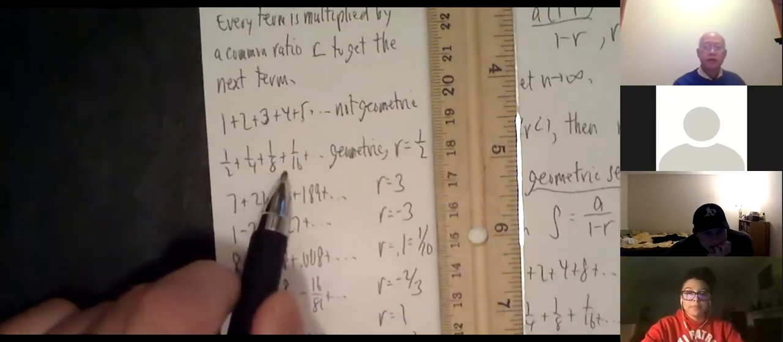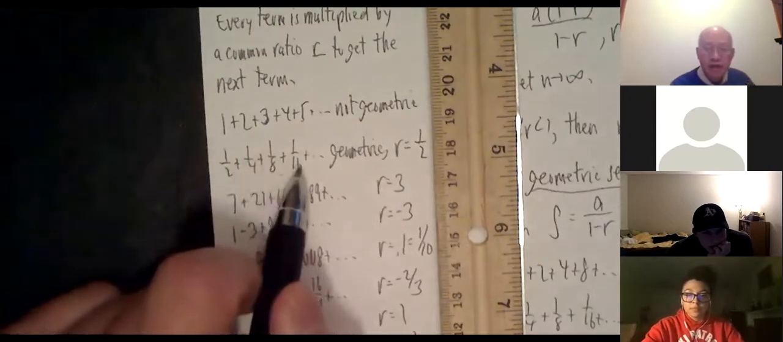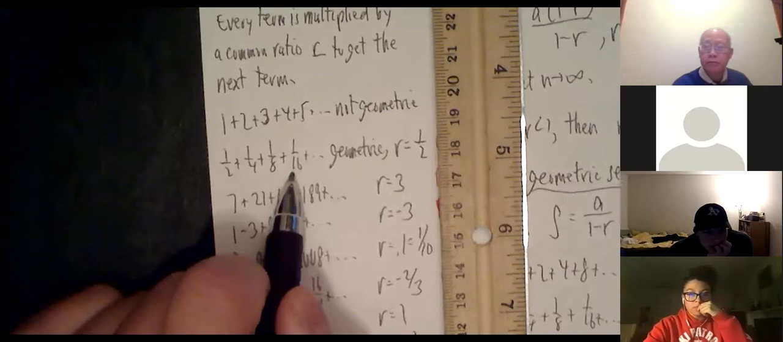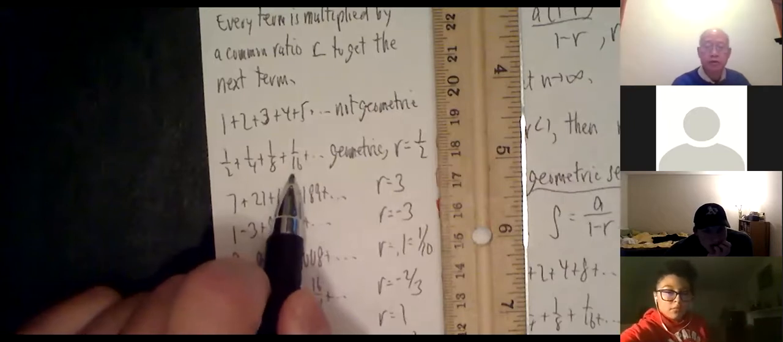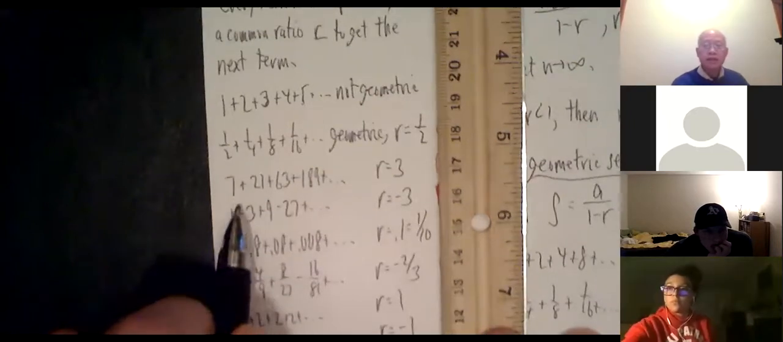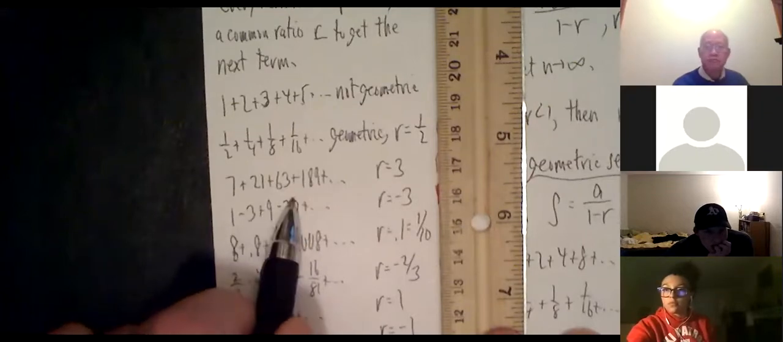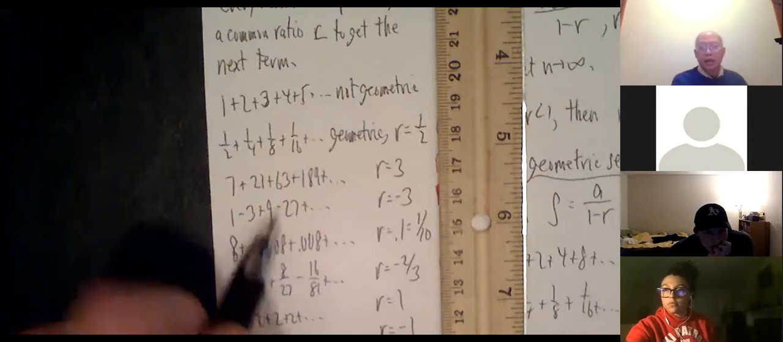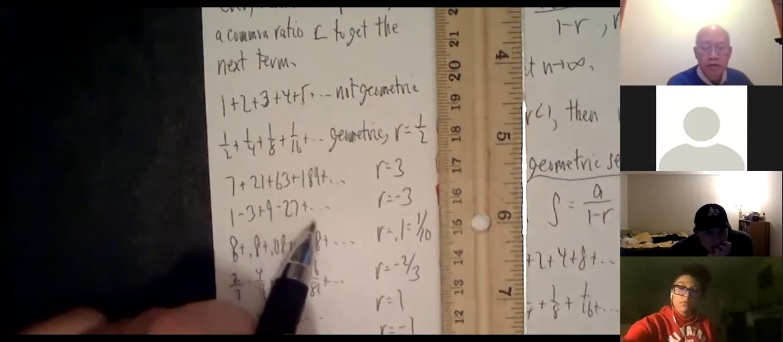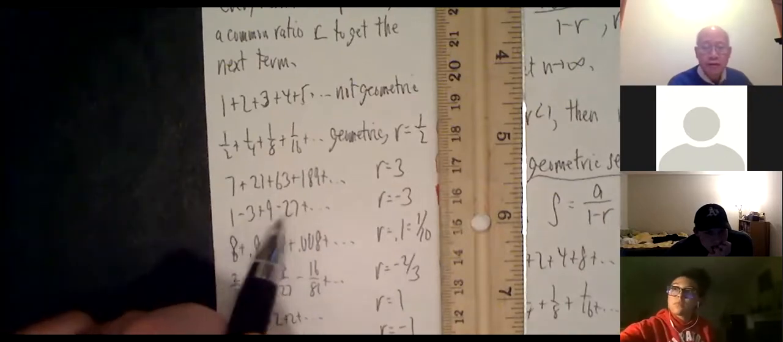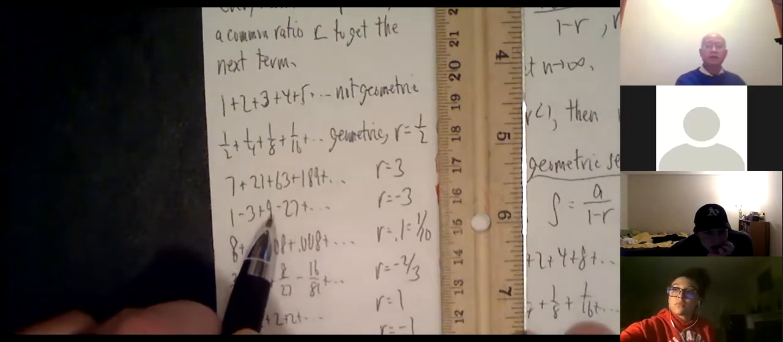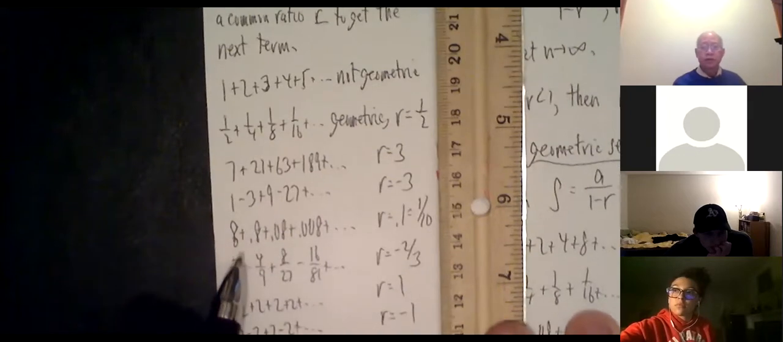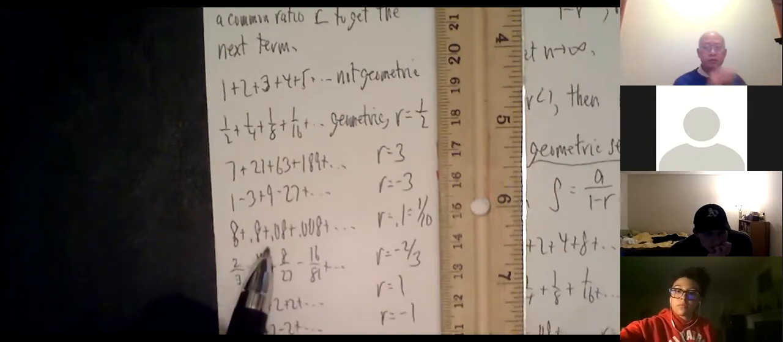Okay. How about this one? Half plus 1/4 plus 1/8. It looks like you're adding smaller and smaller terms, right? So it looks like maybe it converges to some number. This one blows up, gets bigger and bigger. This one, it does alternate, but the absolute value of the terms gets bigger and bigger, right? So this looks like it shouldn't approach anything. So we think this one would diverge. This one looks like it might converge.